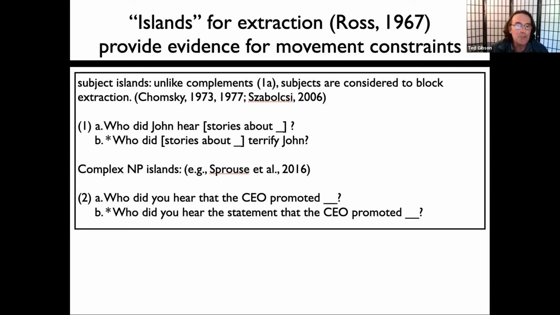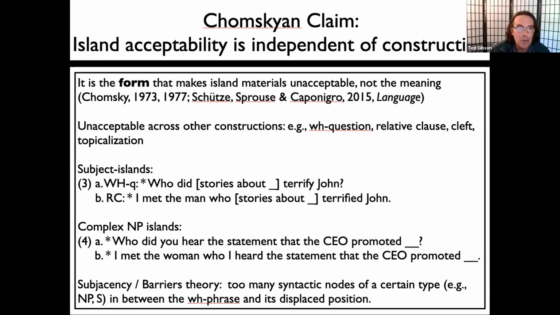So here are two examples. The first shows that extractions from parts of subjects aren't very acceptable. So, who did stories about terrified John? That's an example from Chomsky. It's not very good. I agree with the judgment perfectly. And here's an extraction from part of a noun phrase, which also doesn't sound good, not very acceptable. Who did you hear the statement that the CEO promoted? Also not very good. And these are things you might want to ask, but these are not possible ways to ask those kinds of questions.